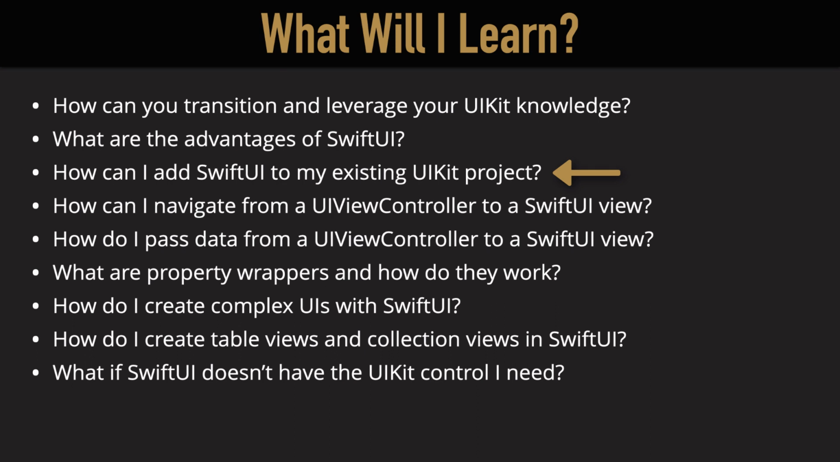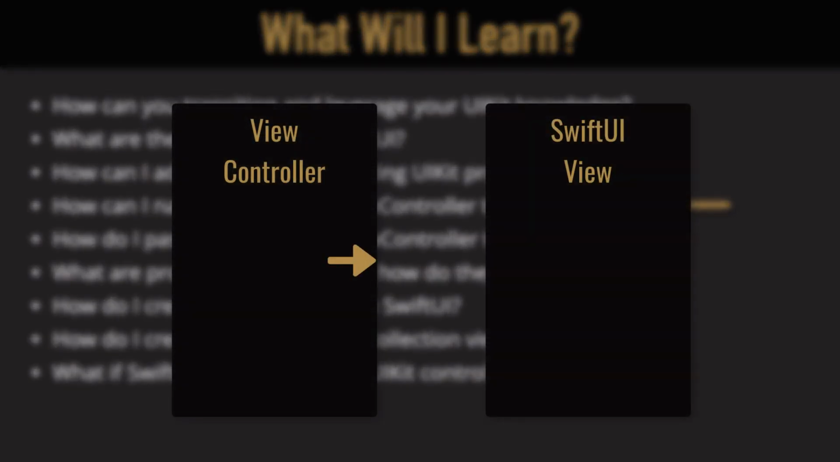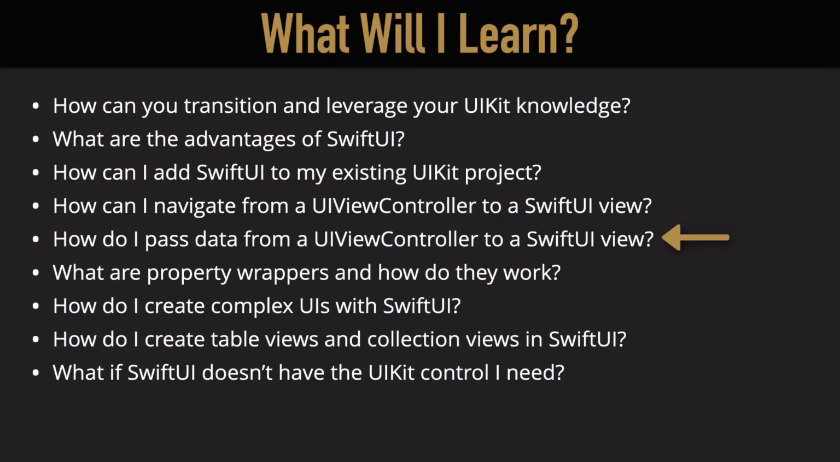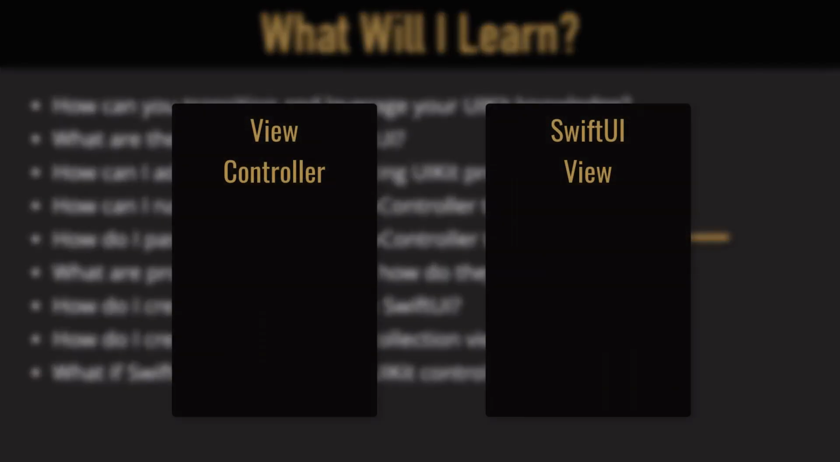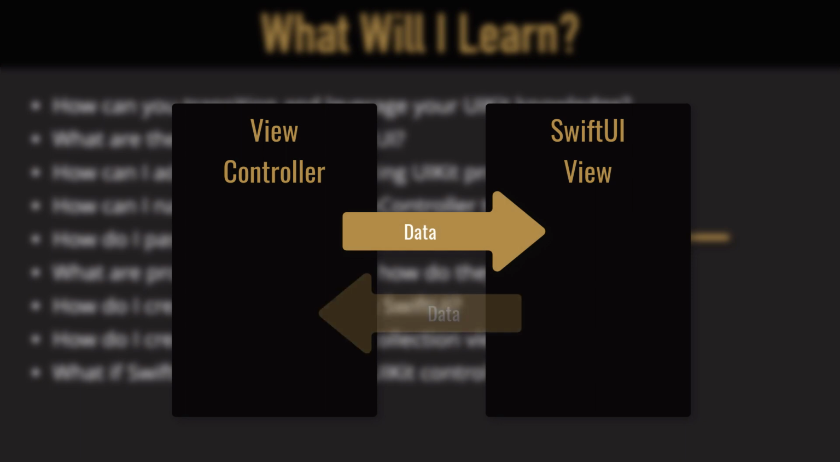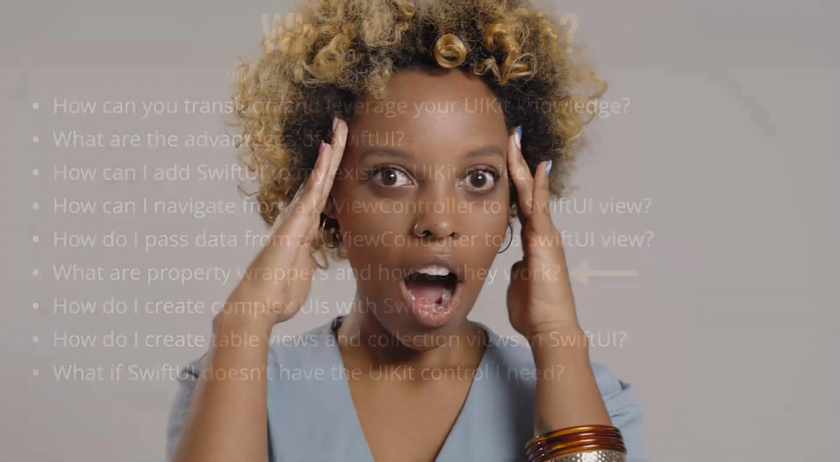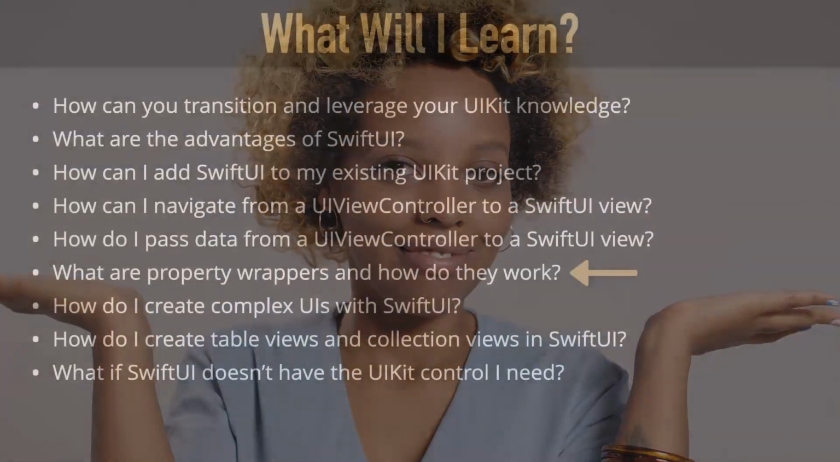Now, in order to do that, you're going to have to learn how to navigate from your existing UI view controllers to a SwiftUI view. And you're also going to learn how you can pass data from your UI view controller to the SwiftUI view. And then you're also going to learn how to pass data from your SwiftUI screen back to your UI view controller. Now, a lot of beginning SwiftUI developers have asked me, what are property wrappers and how do they work? That seems to be a point of confusion. So we're going to take a look at that and clear that up for you.